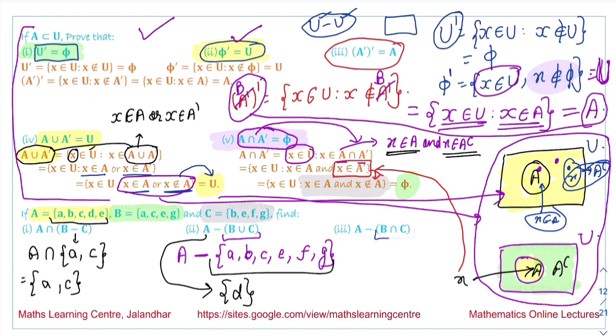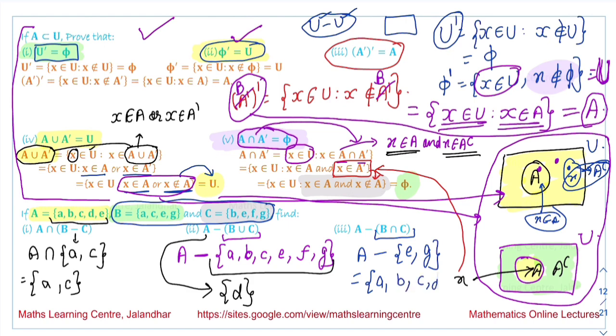Next we have to calculate B intersection C. From these two sets we have to calculate the intersection. We are talking about the common elements over here. A is not common, C is not common, E is the common element, and G is the common element. These two elements are the common elements we have, and we are now writing A minus this set. Now we have to write those elements of A except E and G. So we are left with A, B, C, D. So this is the answer for A minus B intersection C.